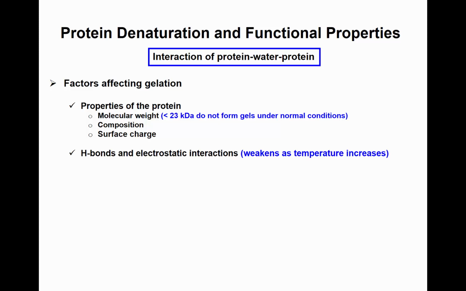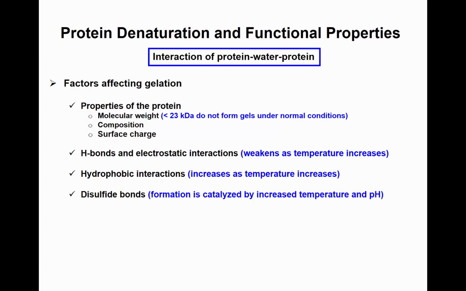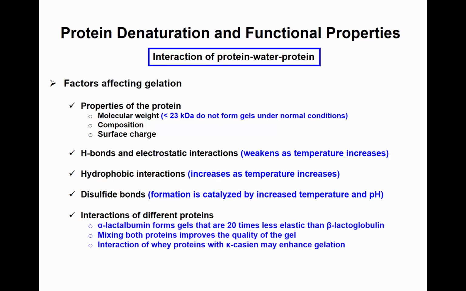Okay, so we already said these types of bonds weaken as temperature increases, whereas hydrophobic interactions are enhanced as temperature increases. Disulfide bonds are enhanced at high temperature and alkaline conditions. So if you have a pH of 8 and you're heating up to, let's say, 80 degrees, perfect conditions to enhance disulfide linkages. Interaction with other proteins. If you have different proteins in the matrix, you might form better gels.